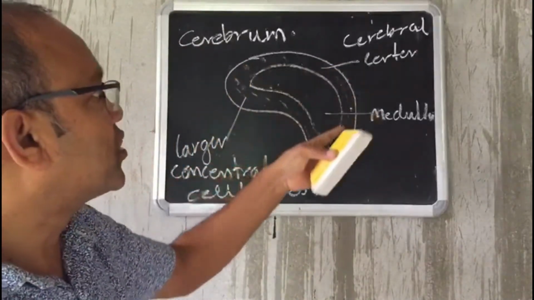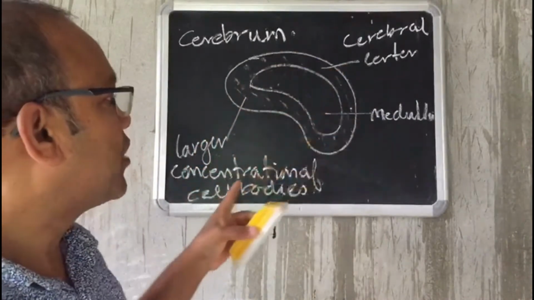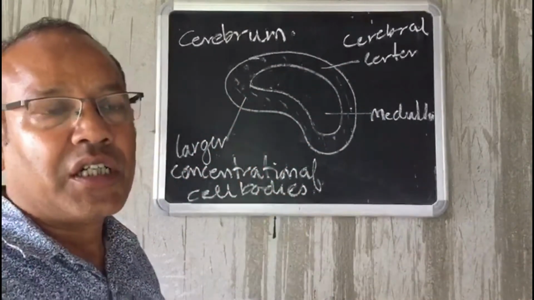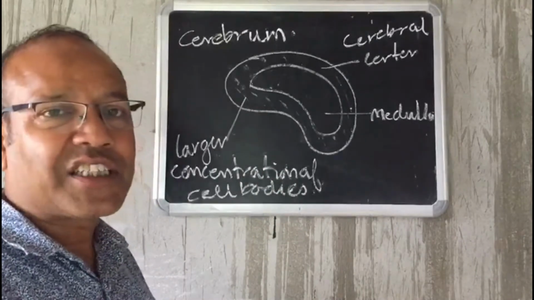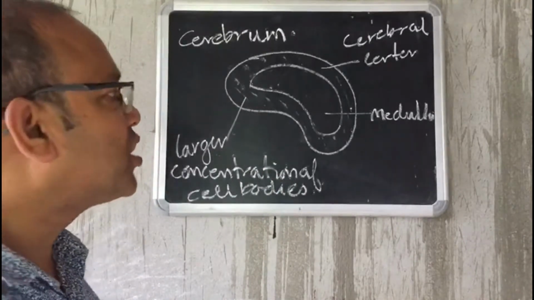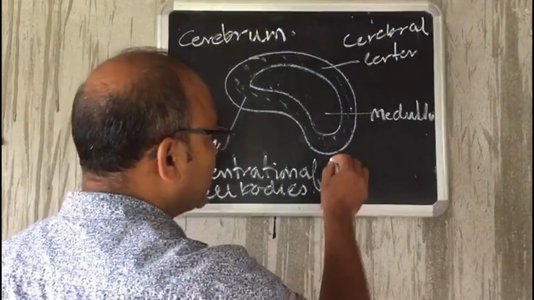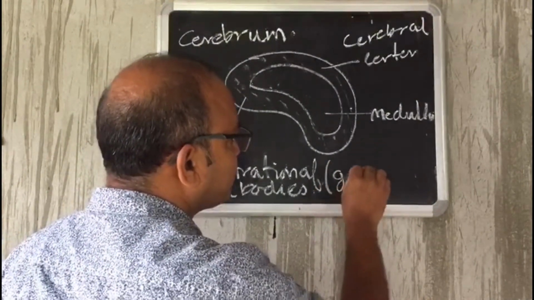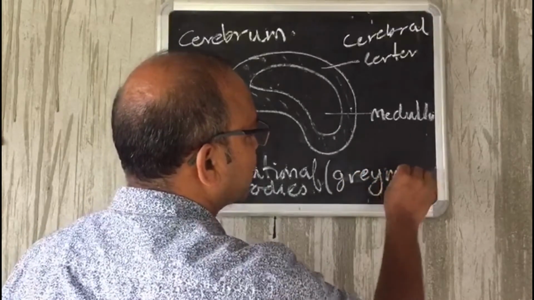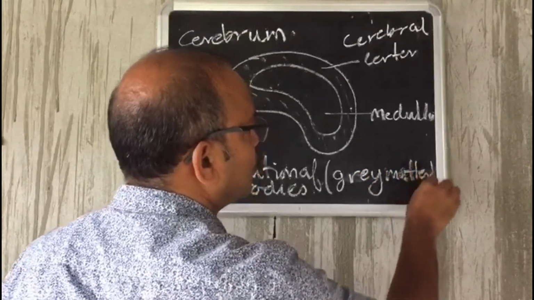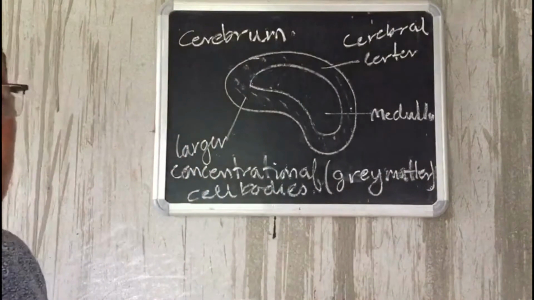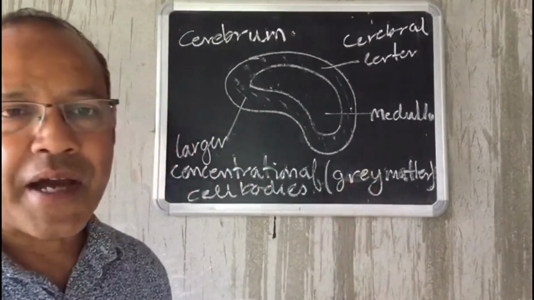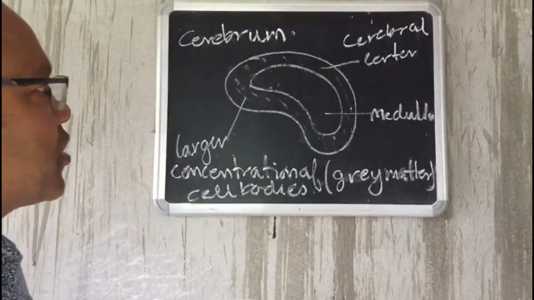In this particular region, the cortex region, we have a large concentration of cell bodies, because of which it appears to be pretty dense, and it appears to be greyish in color. That is why it is called grey matter. The cortex consists of a large number of cell bodies. That is why it is called grey matter.